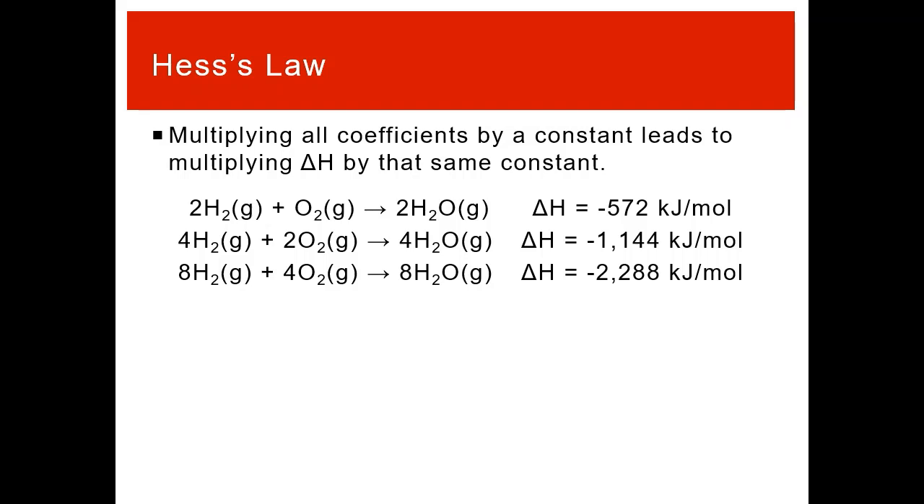Reactions still need to be balanced, but what we can do is multiply all of our coefficients by a constant value. So if we look at this hydrogen and oxygen makes water, it's 2 hydrogens, 1 oxygen, 2 waters. We could take all those numbers, multiply them by 2, such that it'd be 4 hydrogens, 2 oxygens, and 4 waters. That's all still balanced, and the delta H gets multiplied by that same factor, in this case, a 2. We could do it again, another 2. It's 8 hydrogens, 4 oxygens, and 8 waters. The delta H gets multiplied by 2 again. Going from the top to the bottom line is multiplying by 4.